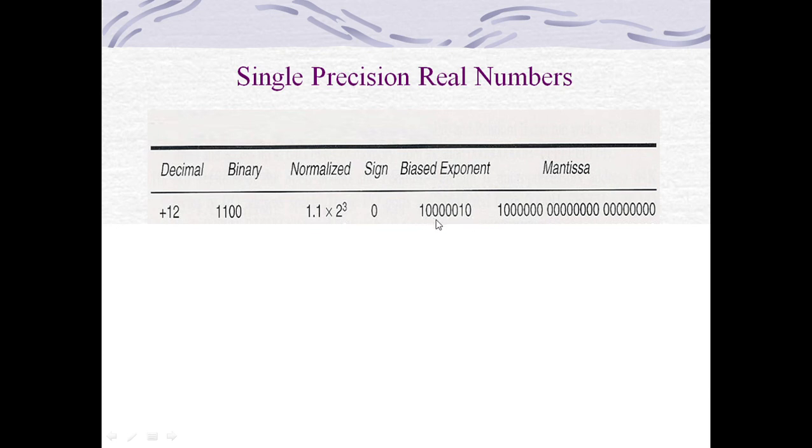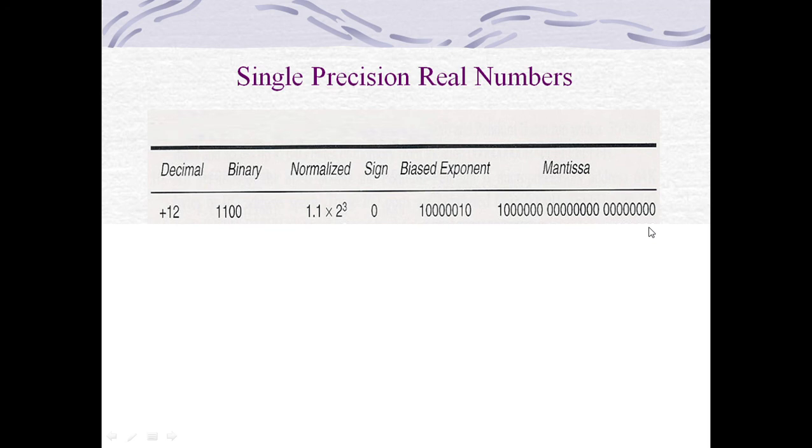So this is the biased exponent, which is stored in that 8-bit part of the 32-bit real number. And then to fill the rest of the 23 bits, this mantissa, the digits after the decimal point, are stored in this 23-bit part. This bit is here, and the rest of the bits are just filled with zeros if there are no more non-zero bits.